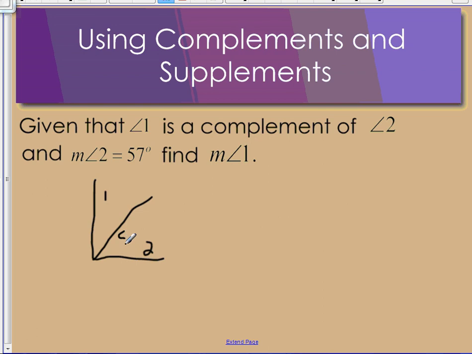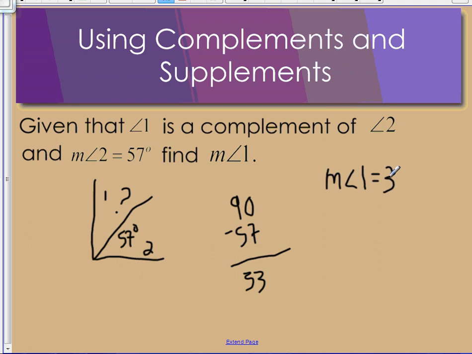Now they gave us that angle 2 is 57 degrees. Okay, so they want us to find out what angle 1 is. Now if we know that this whole angle is 90 degrees, we can just say 90 minus 57, which is 33. All right, so the measurement of angle 1 equals 33 degrees.